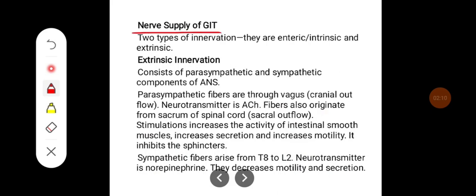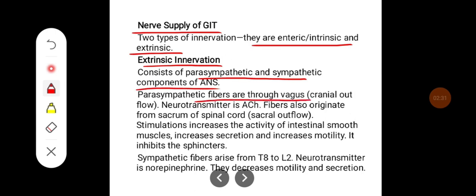Nerve supply to the GIT. There are two types of innervation. They are enteric, also called intrinsic, and extrinsic nerve supply. Extrinsic innervation consists of parasympathetic and sympathetic, which are components of the autonomic nervous system. Parasympathetic fibers are through the vagus, that is, through the cranial outflow. The neurotransmitter secreted is acetylcholine.